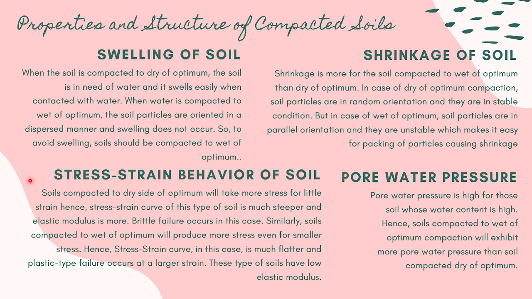Next is the stress-strain behavior of soil. Soil compacted to the dry side of optimum will take more stress for little strain. The stress-strain curve of this type of soil is much steeper and the elastic modulus is more. So brittle failure occurs in this case. Similarly, soils compacted to wet of optimum will produce less stress even for larger strain. Hence, the stress-strain curve in this case is much flatter and plastic type failure occurs at a larger strain. So this type of soil has low elastic modulus.